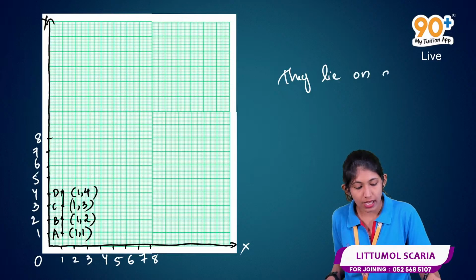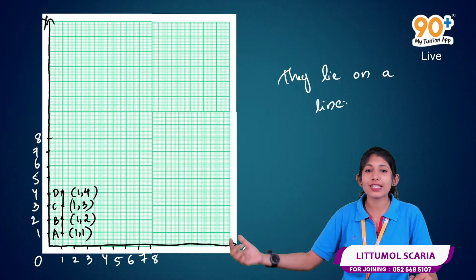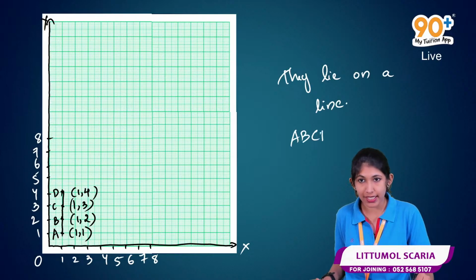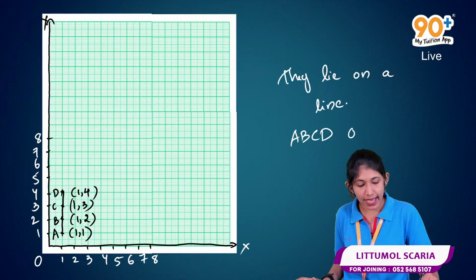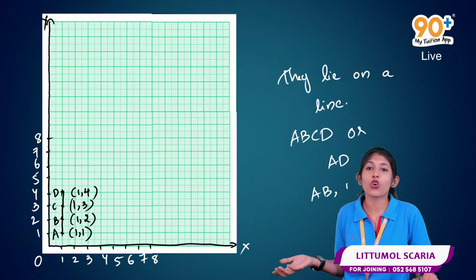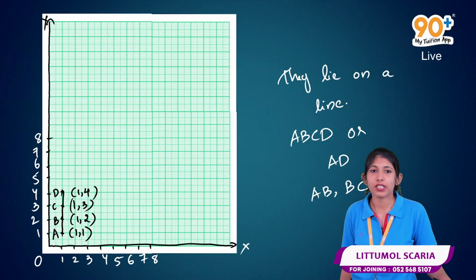on a line. Of course, they lie on a line. As you can see, it's a vertical line. And either you can name it as A, B, C, D, or you can name it as A, D, or you can name it as A, B, or B, C. Whatever you want, you can name it. Okay, name of the line.